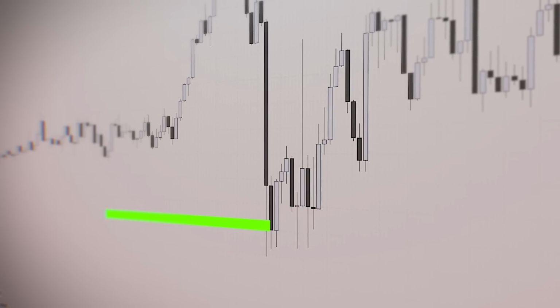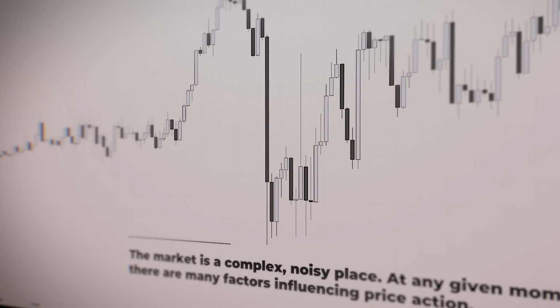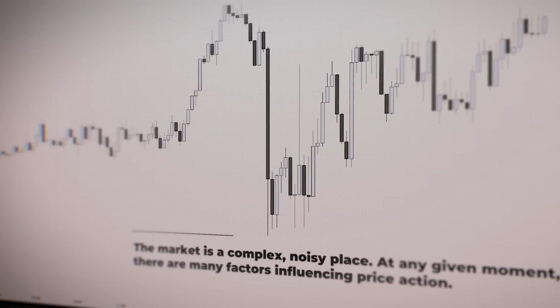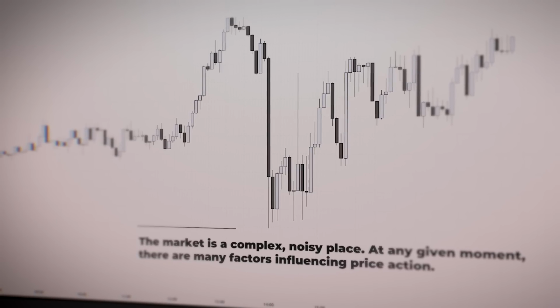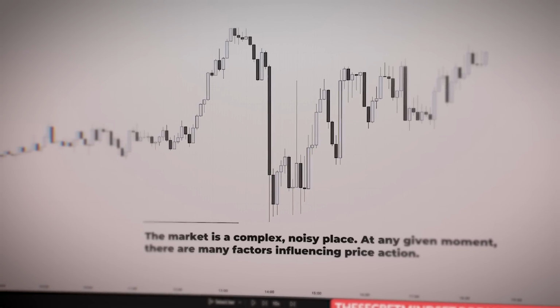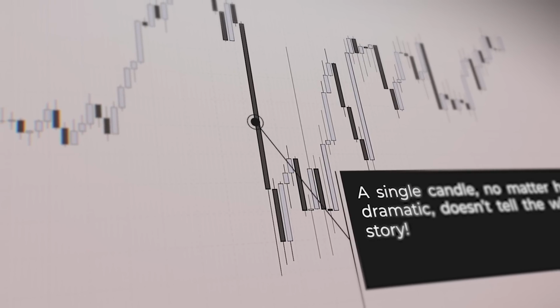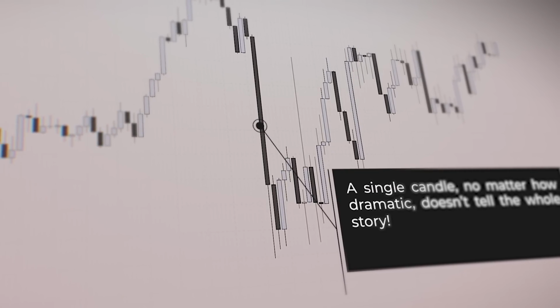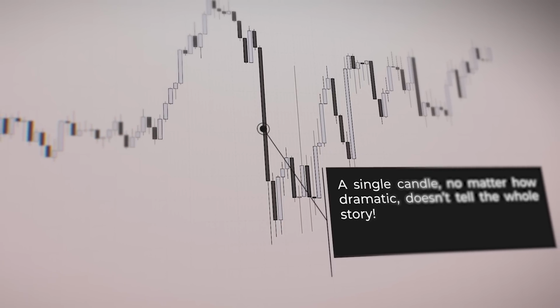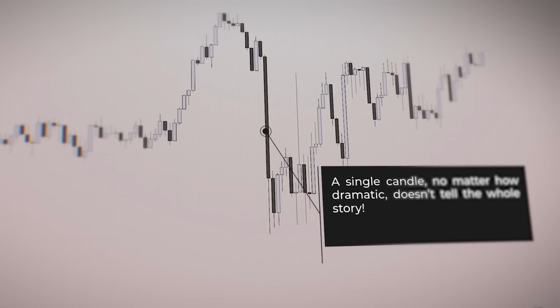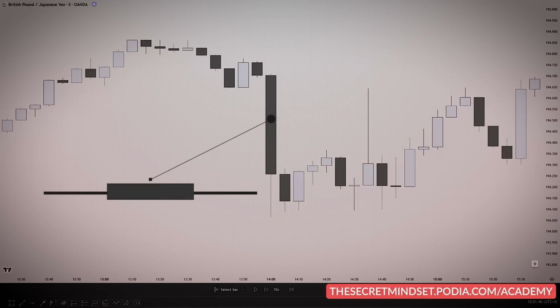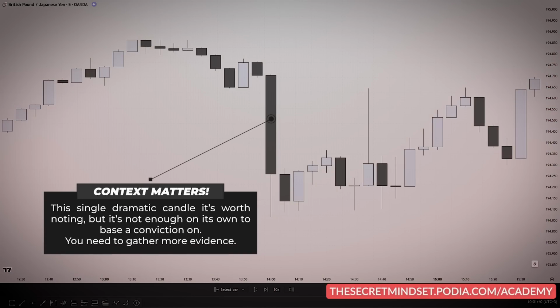But here's the thing, the market is a complex, noisy place. At any given moment, there are many factors influencing price action. A single candle, no matter how dramatic, is just a snapshot of a very brief period of time. It doesn't tell the whole story. That single dramatic candle, it's worth noting, but it's not enough on its own to base a conviction on. You need to gather more evidence.